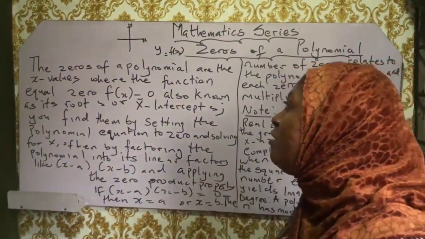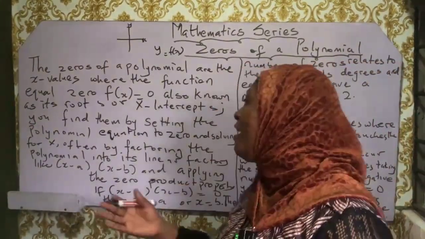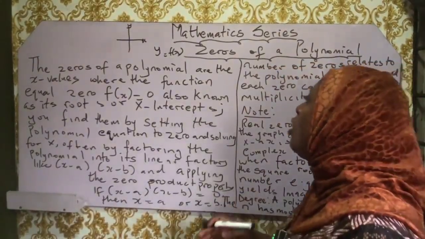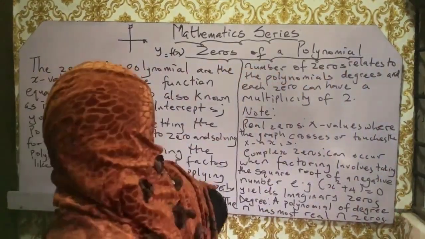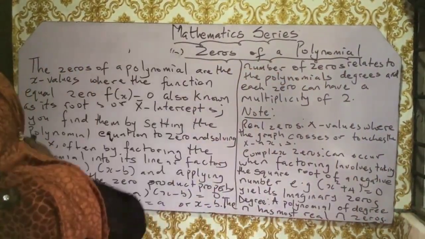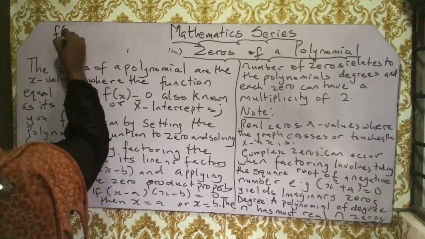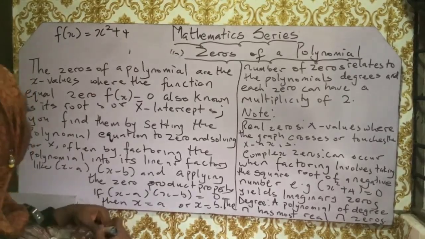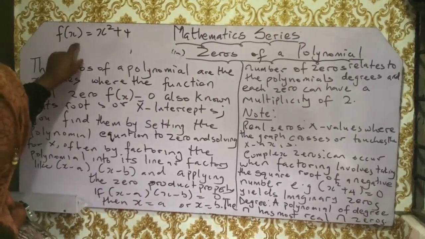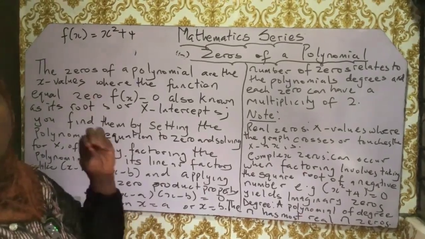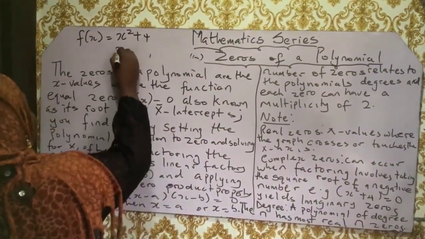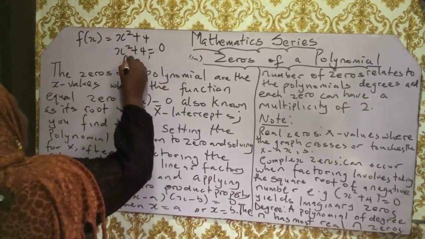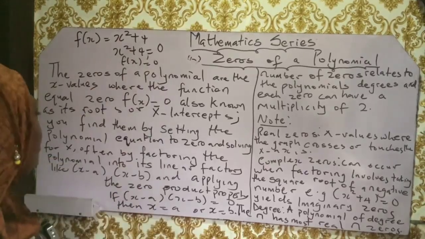And how do we find the zeros of a polynomial? We find the zeros of a polynomial by setting the polynomial function to 0. For example, we have f of x is equal to x squared plus 4. We have to set the polynomial to 0. So in order to get the zeros, you say x squared plus 4 is equal to 0. That is, you set f of x to 0. This is what this simply means.